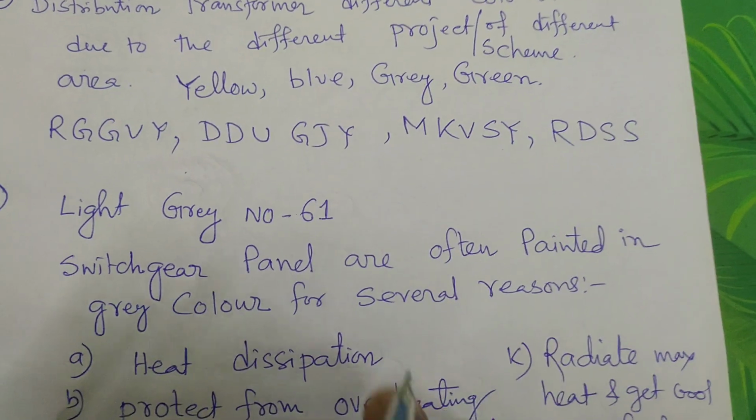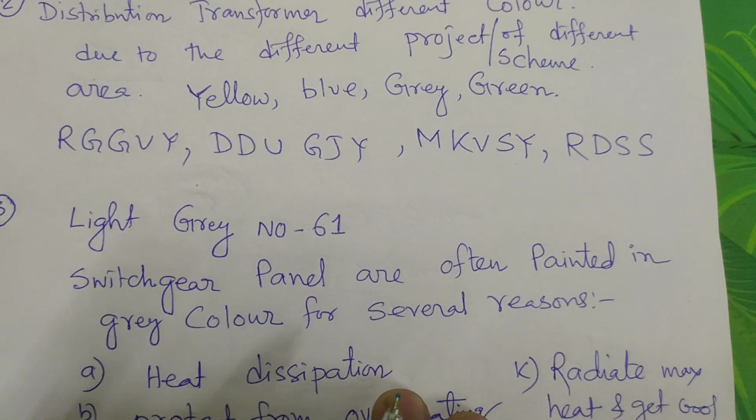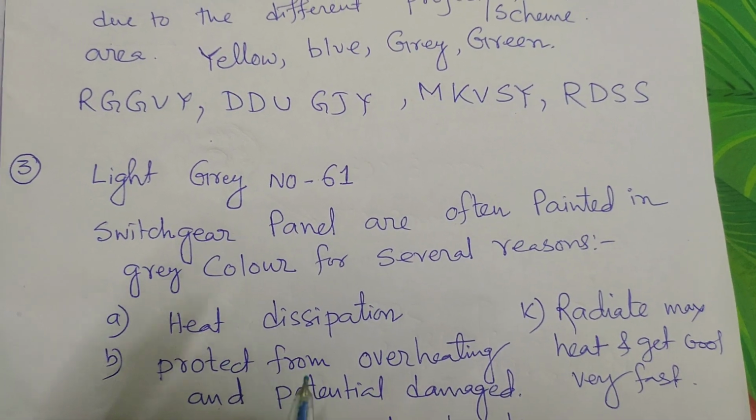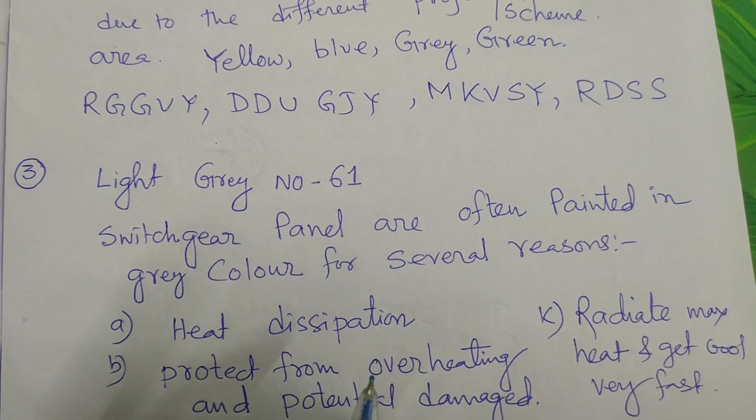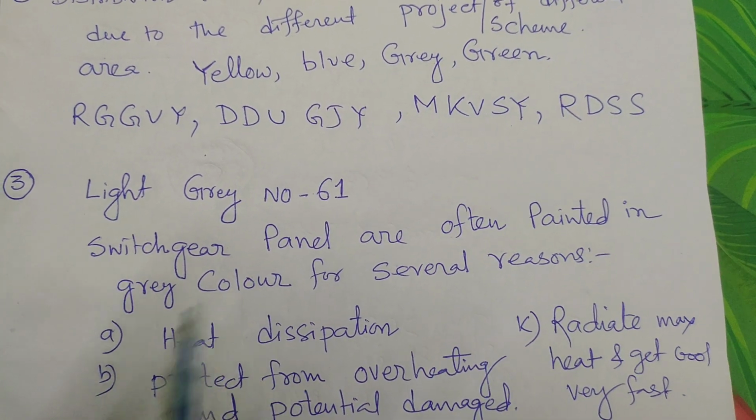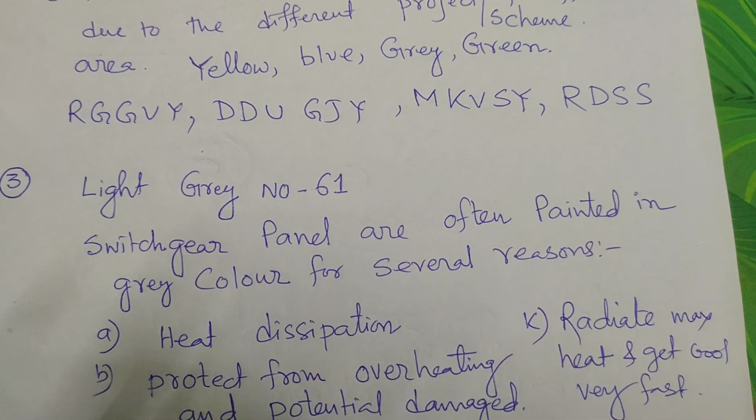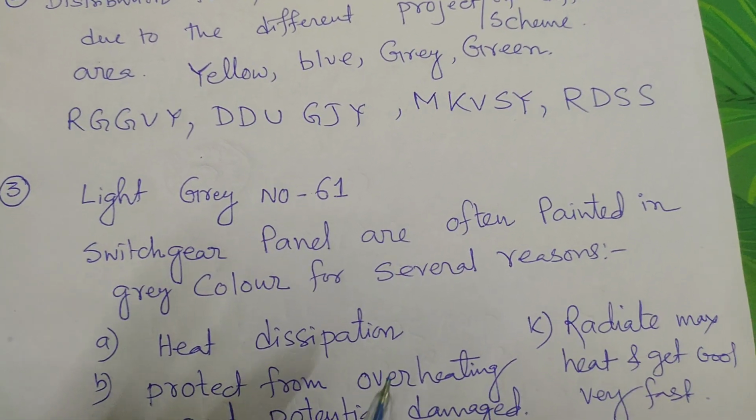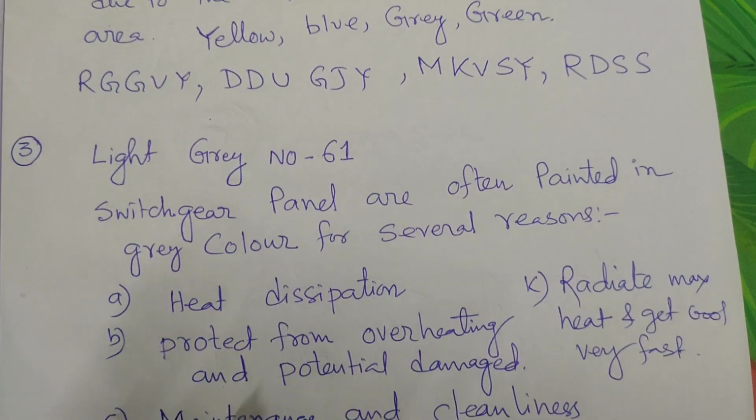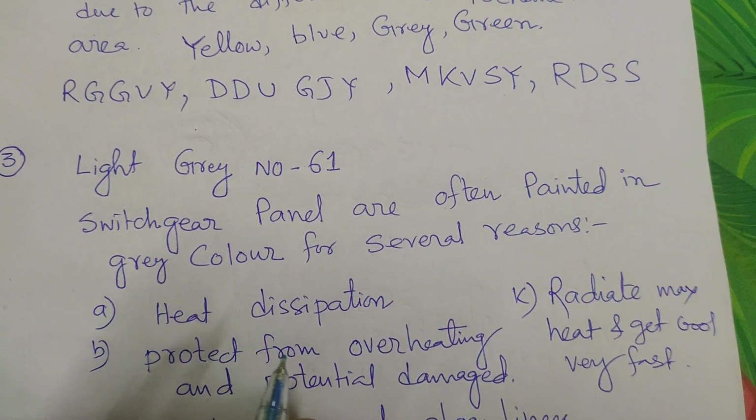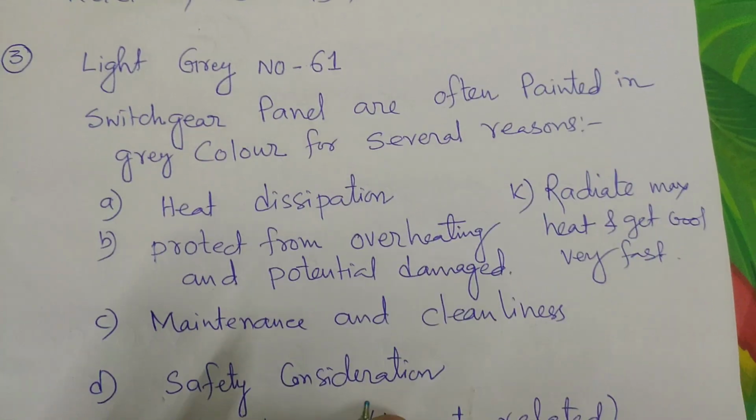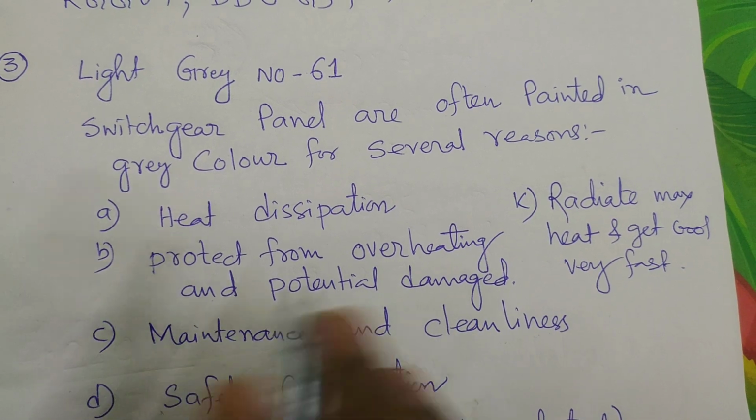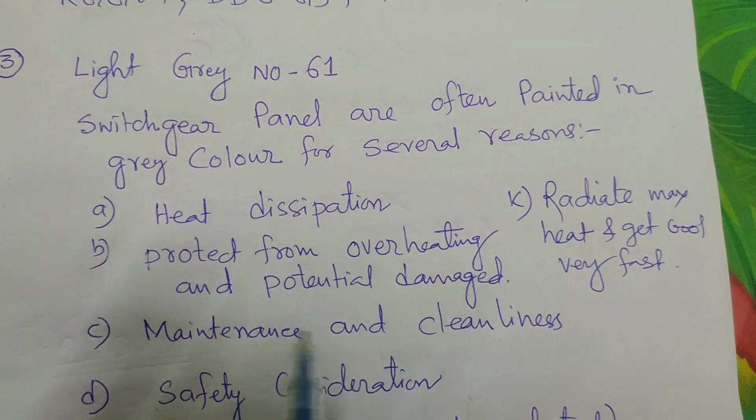Switchgear is often painted gray for several reasons. The first reason is heat dissipation properties. If the heat dissipation is very good, then the heat generated by the equipment will be dissipated very soon. That's why the equipment will be cooled very quickly, so the equipment longevity will improve, protecting it from overheating and potential damage.